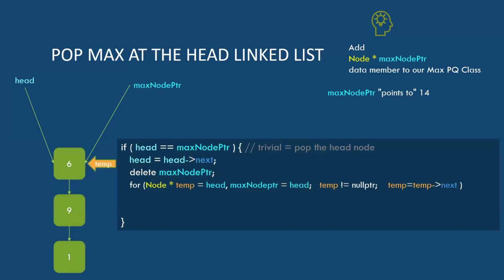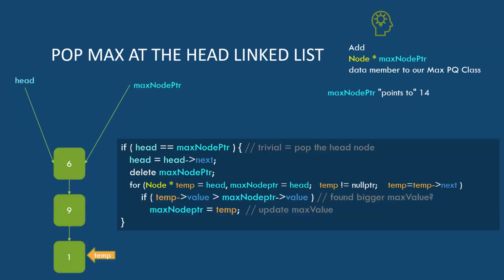So we have a temp. We'll keep going and keep track of our max head value. If the temp value is greater than the max node's value, then we'll remember the pointer to that node, so that when we're done, we have an updated max value, okay? We're not saying that the max value is at the top. We're just saying we always know where it is after we do some kind of a delete. So it gives us a little extra information.